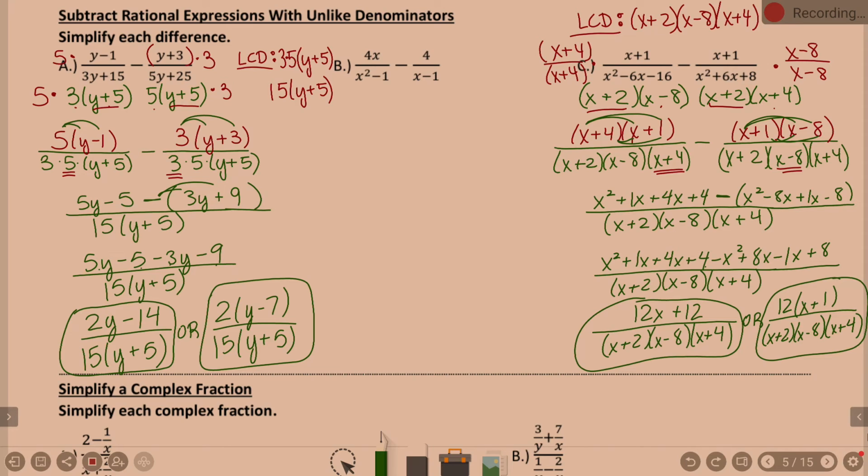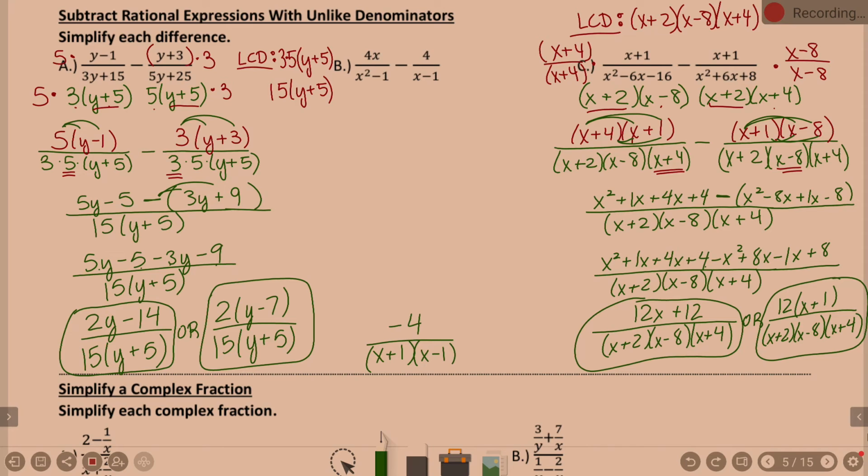Okay? I don't know if anyone got industrious and tried B, but if you do, the answer is negative 4 over x plus 1 times x minus 1. In case anyone cares and wants to try that. I am going to move on to complex fractions.